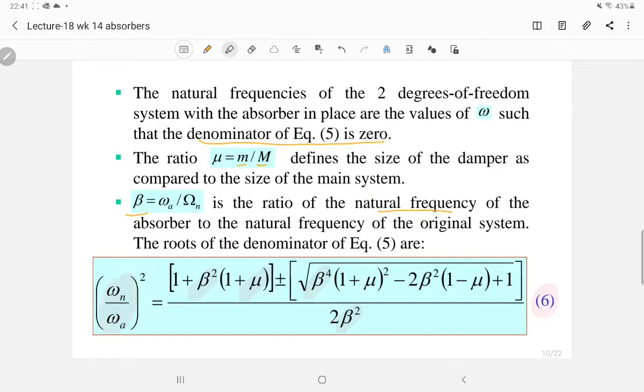Remember previously the original system is a 1 degree of freedom system. After you put the absorber, it becomes a 2 degree of freedom system. That's why now you have two new natural frequencies. So equation 6 is the equation that you would need to use.